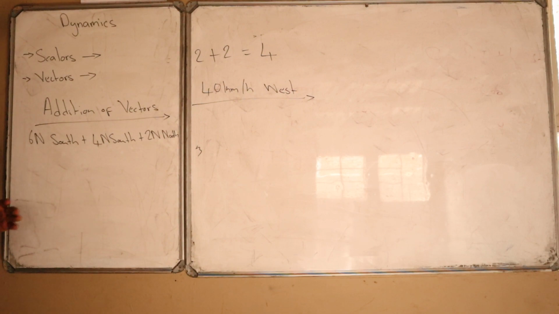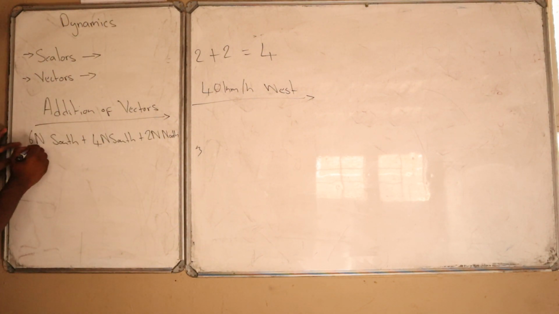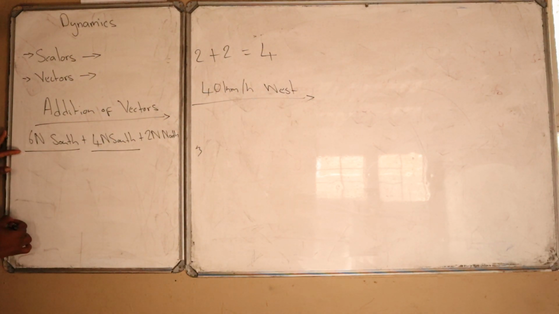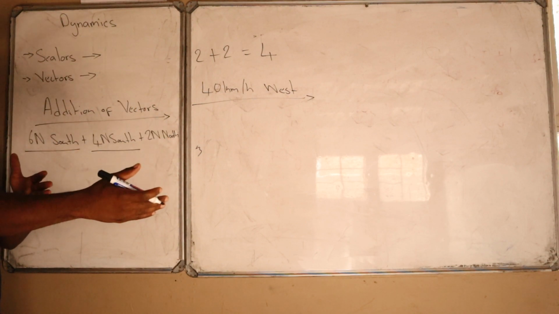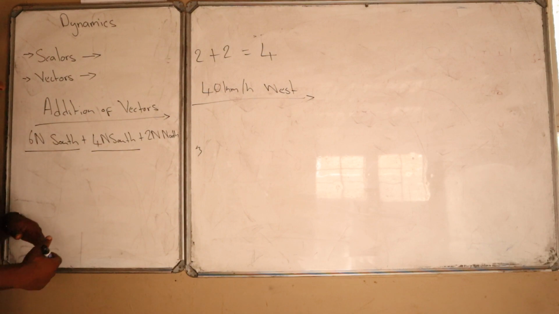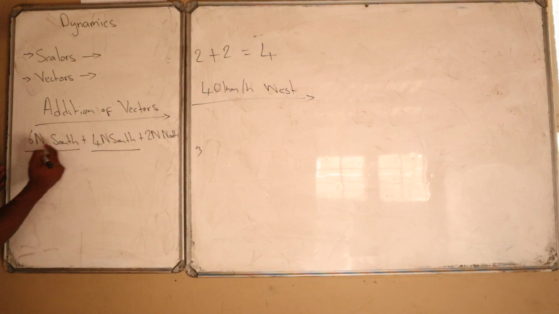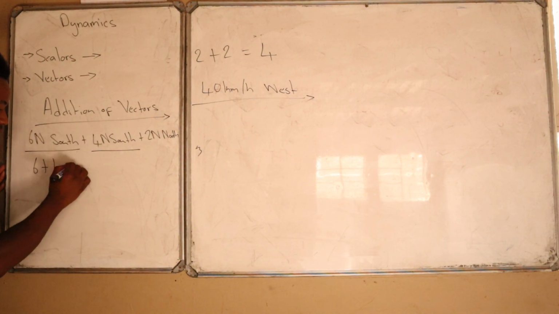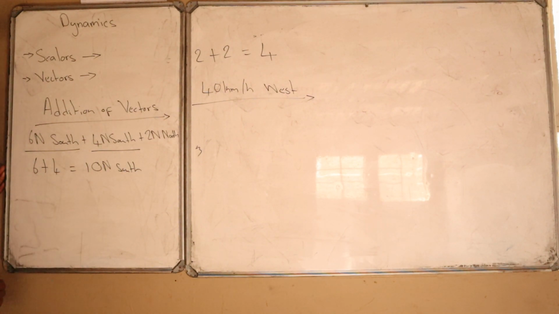The most important thing that you must know about vectors is that if you have vectors going in the same direction, you are going to add. Let's say for example here, I'm given 6 south, and I'm also given another 4 to the south. When you are given vectors going in the same direction, you add, and if you are given vectors opposing in direction, then you subtract. For example, here I'm given 6 and 4, going in the same direction, so I can say 6 plus 4, and I will get 10 newtons going to the south.